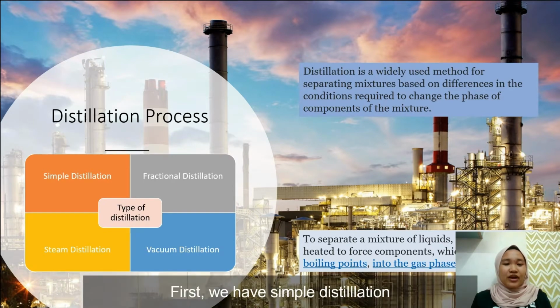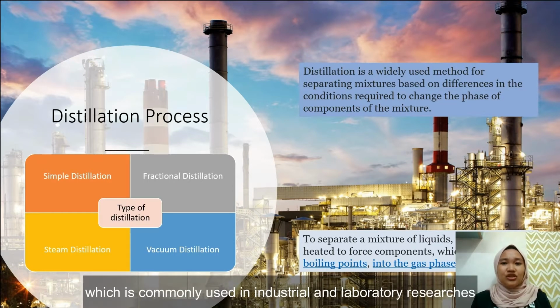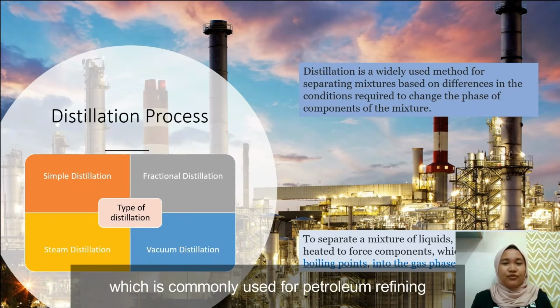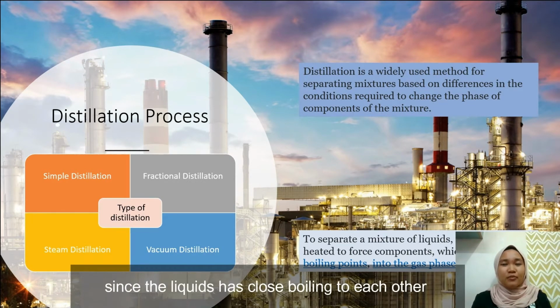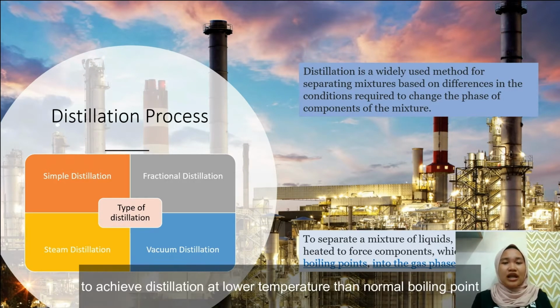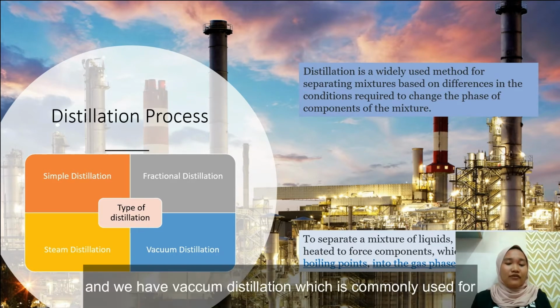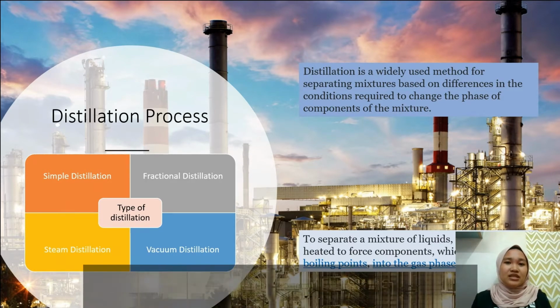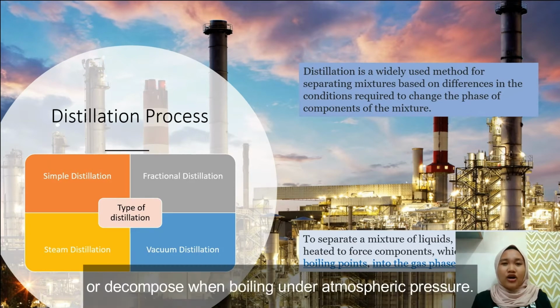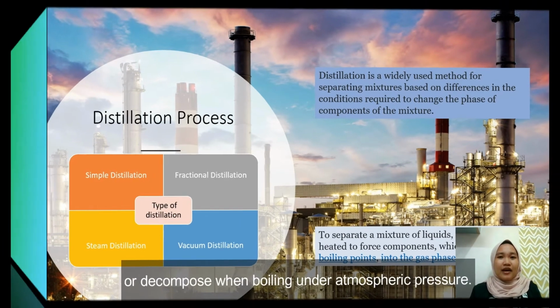First, we have simple distillation, which is commonly used in industrial and laboratory research, and we have fractional distillation, which is commonly used for petroleum refining since the liquids have boiling points close to each other. And we have steam distillation, which is commonly used to achieve distillation at a lower temperature than the normal boiling point. And we have vacuum distillation, which is commonly used for substances that have an unusually high boiling temperature or decompose when boiling under atmospheric pressure.